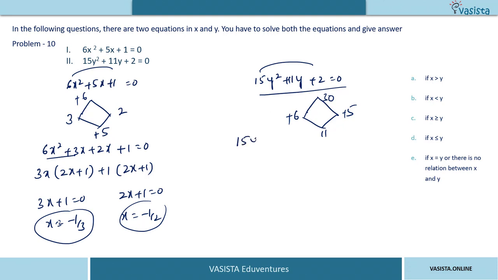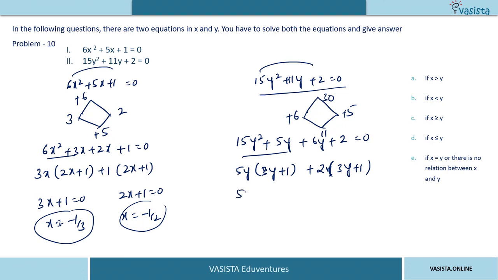That is 15y square plus 5y plus 6y plus, right, then 2 is equal to 0. Right? Let me take 5y as a common here. Right, for this, that is going to be 3y plus 1 is equal to 0. That is plus. So 2 I will take. It is going to be 3y plus 1. Right. 5y plus 1 is equal to 0 or y is equal to minus 1 by 5.